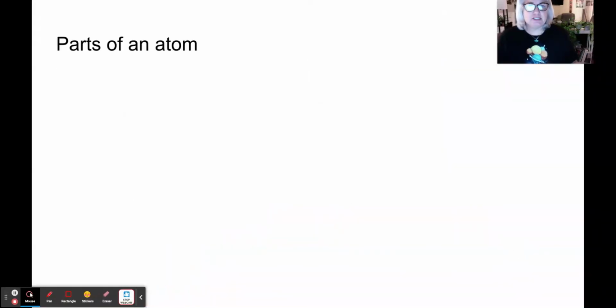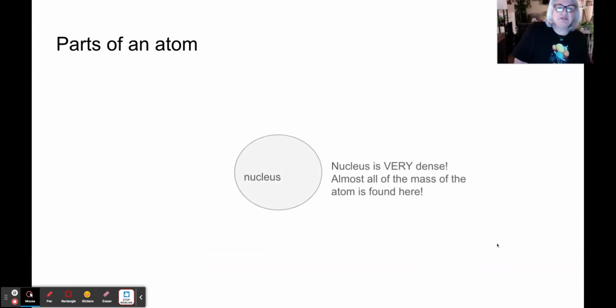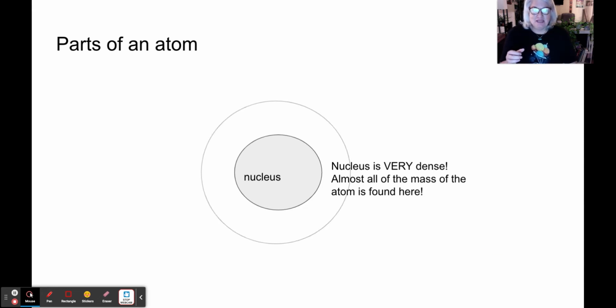Okay, let's talk about the parts of the atom. So let's start with the middle. So we have a nucleus. So every atom has a nucleus right in the center. Think of it like the nucleus of a cell, except this is a little bit different. The nucleus is super, super dense. As a matter of fact, this is where almost 99.99999% of the mass of an atom is found in the nucleus, and it's tiny. It's crazy how small it is.